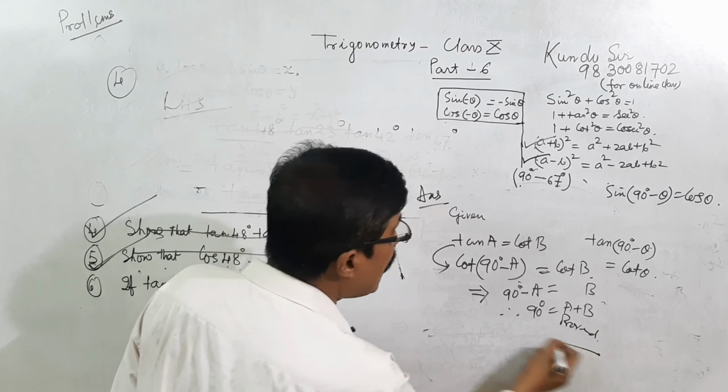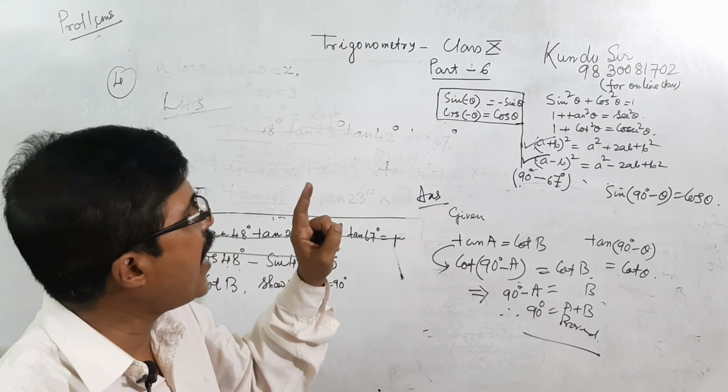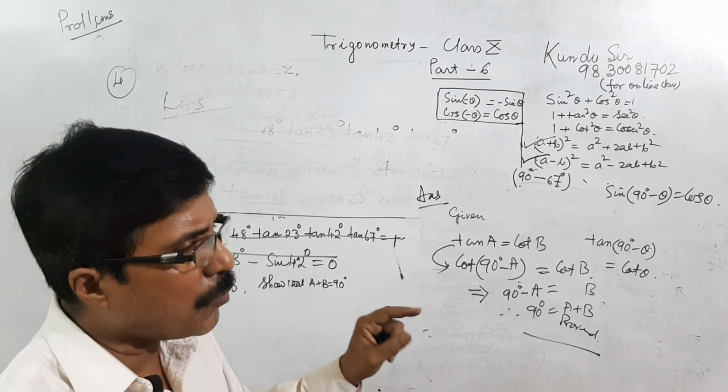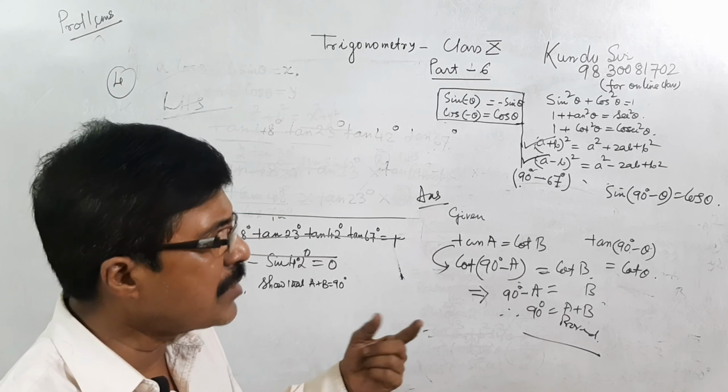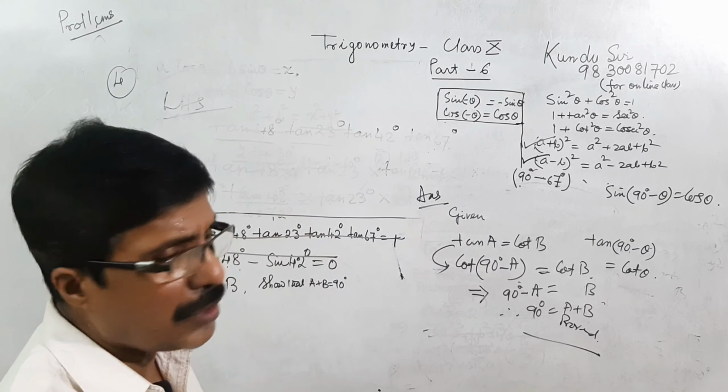Now I am concluding the class. In the 7th and 8th part of this class, I will do more problems on trigonometry, and from 8 or 9 onwards I will take problems on height and distance related to trigonometry.